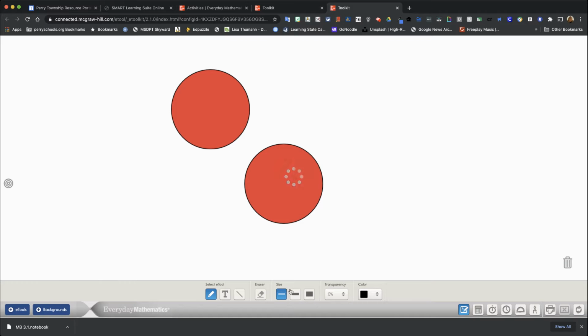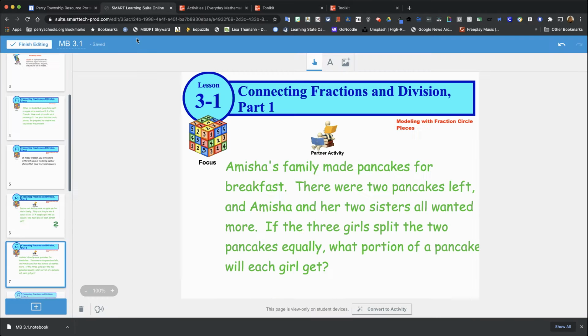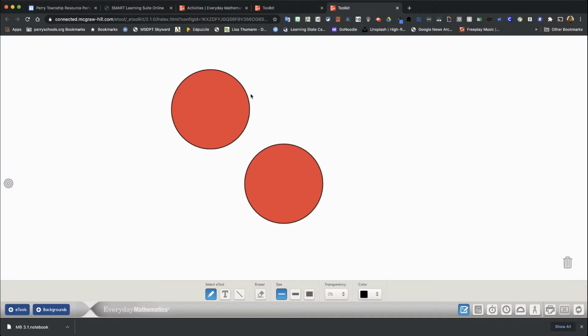Now this time, I know that there are 3 girls total. So when I'm looking at this, my whole pancake, I'm going to split it into 3 pieces, and I'm going to cut this one into 3 pieces. Hopefully they'd be a little bit more equal than that. And I'm going to put person 1, person 2, person 3.